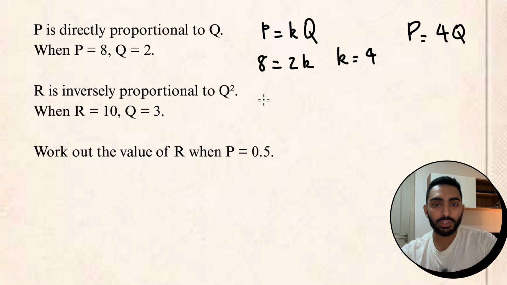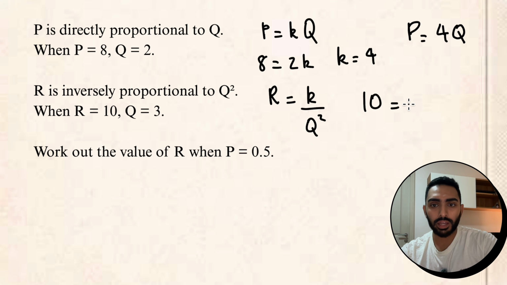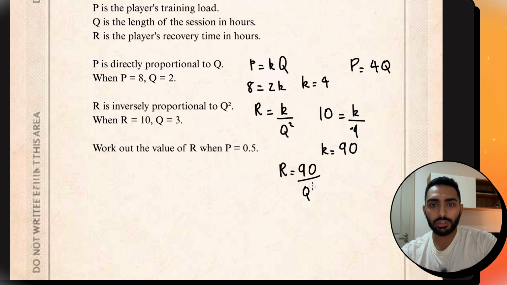R is inversely proportional to Q squared. This time it's going to be R is equal to K over Q squared, because it's inverse. When R equals 10, 10 is equal to K over, Q is 3, so I'm swapping that 3 squared with 9. It's been divided by 9, that means K would be equal to 90. I'm going to swap this with 90. R is equal to 90 over Q squared.